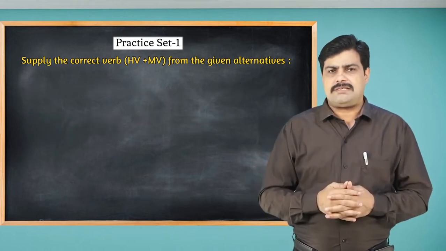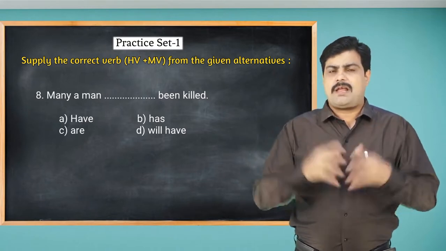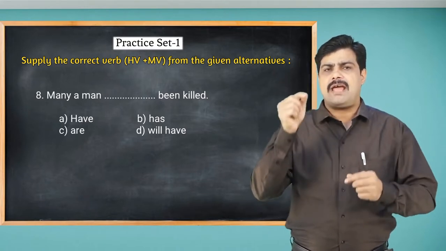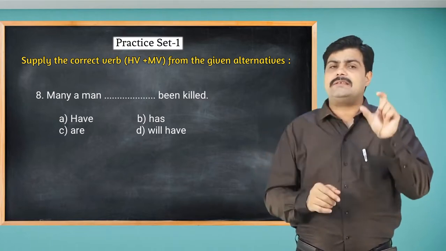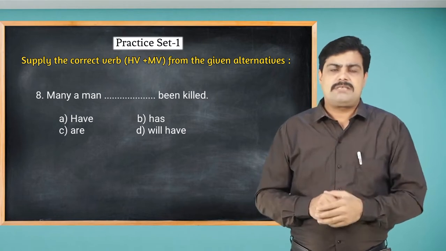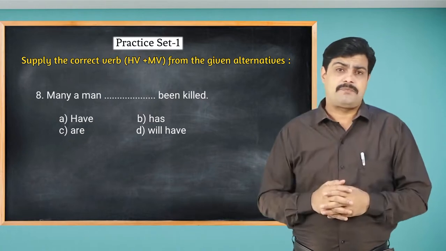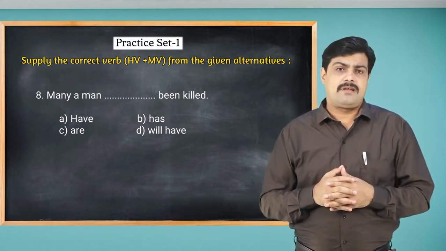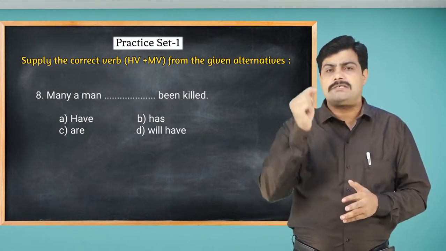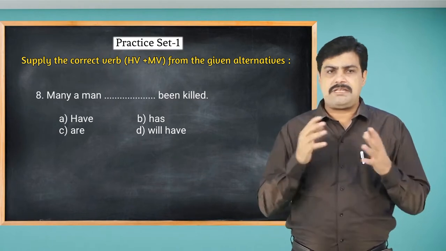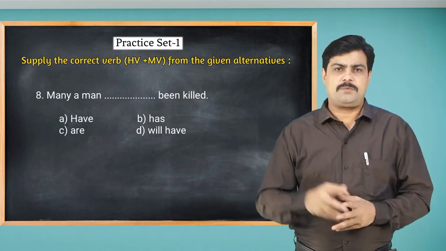Now let's take another sentence. Many a man dash been killed. Here are four options: have, has, are, will have. We have already learnt that many a man is a singular subject. Sometimes these types of sentences are asked in tense mistakes also. So keep this in your mind, that many a man is a singular subject and will require a singular verb after it. So see this sentence: Many a man has been killed. Option B is right.